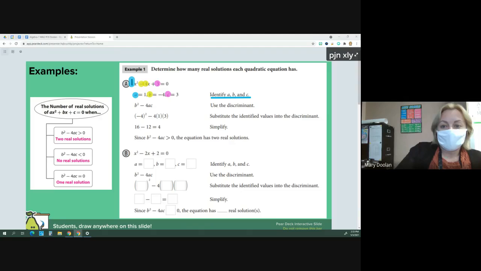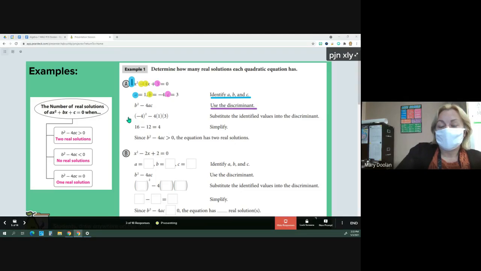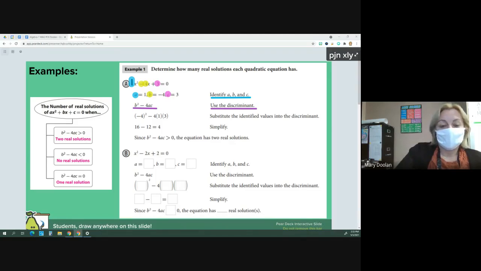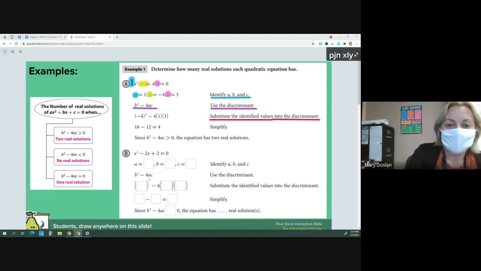Then you're going to use the discriminant next. Okay, this is the discriminant right here, b squared minus 4ac. It's the stuff that's under the square root. The way you use it is you substitute those values into the discriminant. And so we'll do that here. You can see they replace the B with what B is equal to, negative 4. They replace the A with what A is equal to, 1. Replace the C with what C is equal to, 3. And then you're going to simplify it.